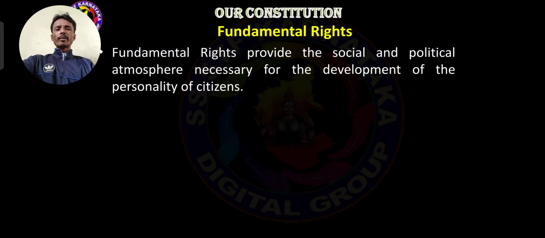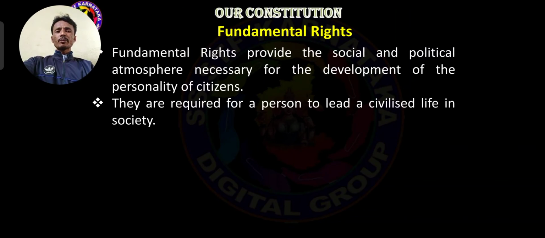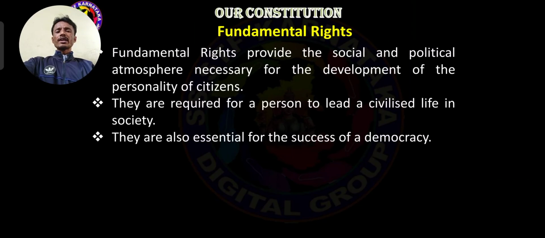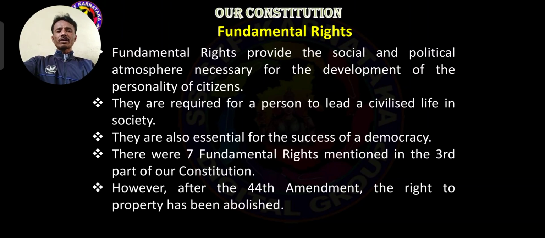Then fundamental rights. They provide the social and political atmosphere necessary for the development of the personality of the citizens. They are required for a person to lead a civilized life in society. They are also essential for the success of a democracy. There were 7 fundamental rights mentioned. However, after the 44th amendment, the right to property has been abolished. So fundamental rights are also one of the important characteristics of our Indian Constitution.